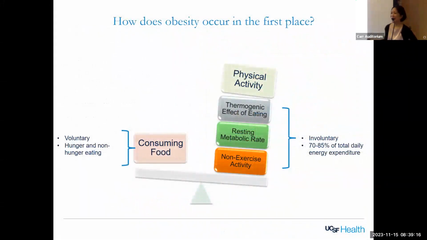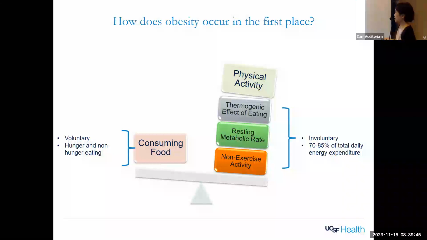Okay, so a little bit of biology. So how does obesity occur in the first place? It's still kind of calorie in, calorie out after all of the study. So here we have a mechanism for energy in, which is consuming food. That's kind of the only way to get energy in. That is a voluntary activity, although that's well recognizing there are both hunger and non-hunger eating.